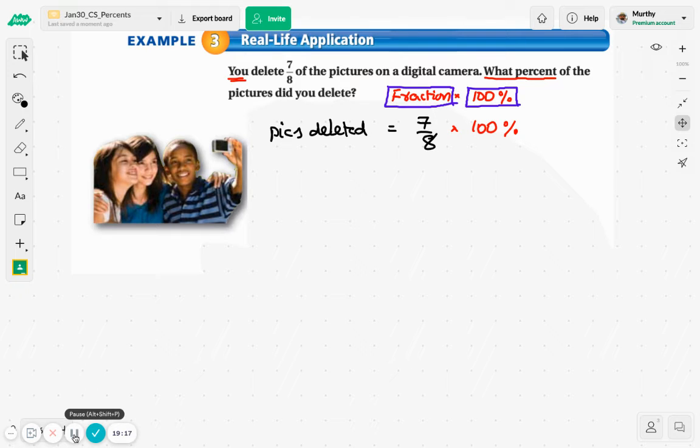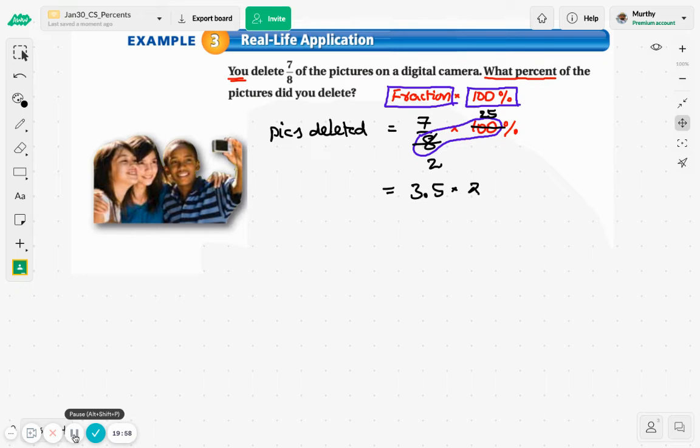There are two ways. I always prefer to go by the butterfly method, that is, cancel out. 100 divided by 8: in case you can't cancel completely, no issue. 4 times 2 is 8 and 4 times 25 gives me 100. Next, 7 over 2 gives me 3.5. You may make use of a calculator if necessary.